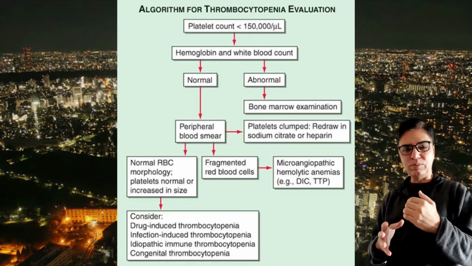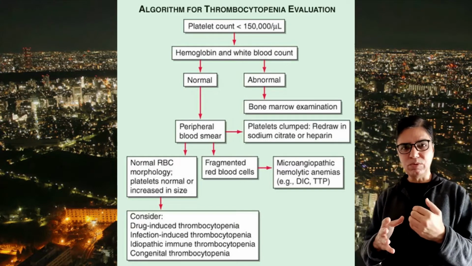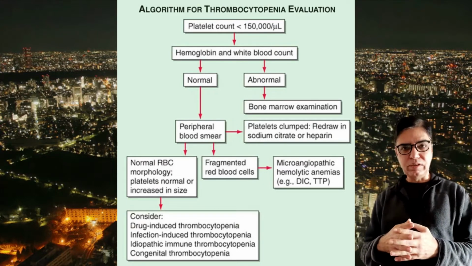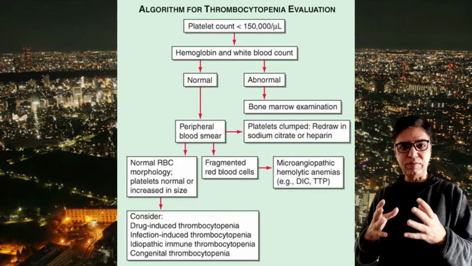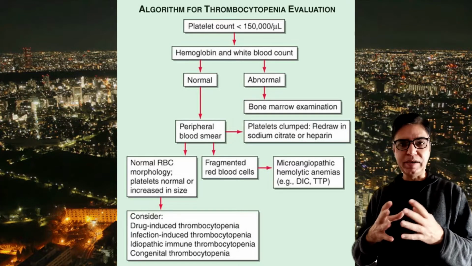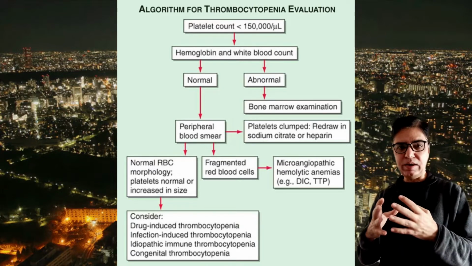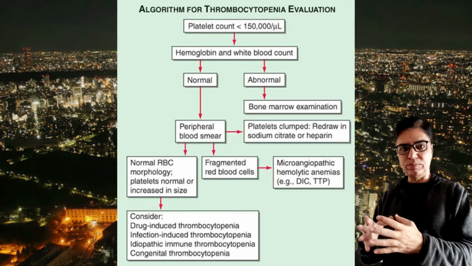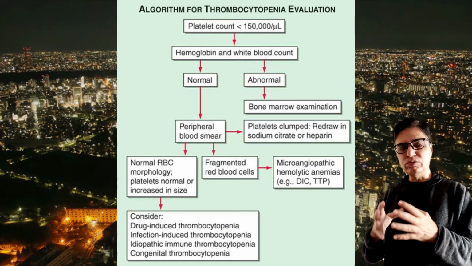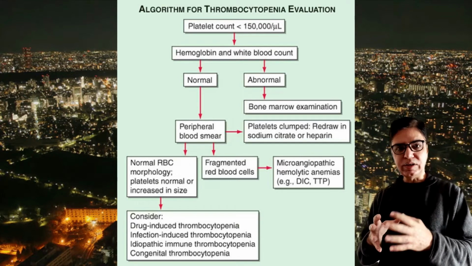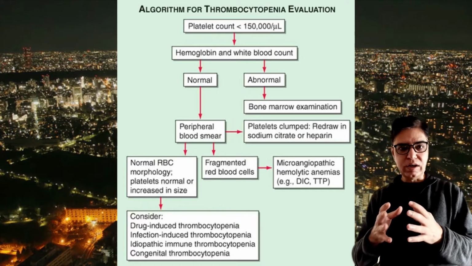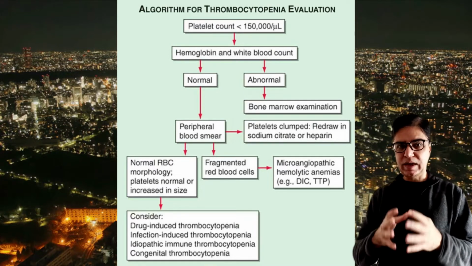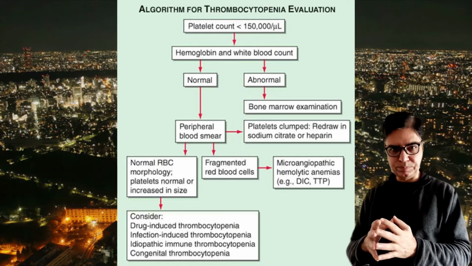Is the bone marrow hypocellular? For example, the bone marrow might be infiltrated with fibrotic tissue, which we call myelofibrosis, or it might be affected by a malignant process like leukemia and lymphoma, which might be causing thrombocytopenia. So it's very important to do a bone marrow examination if, along with the platelet count, you find that there are deranged blood parameters, especially the hemoglobin and white blood cell count.